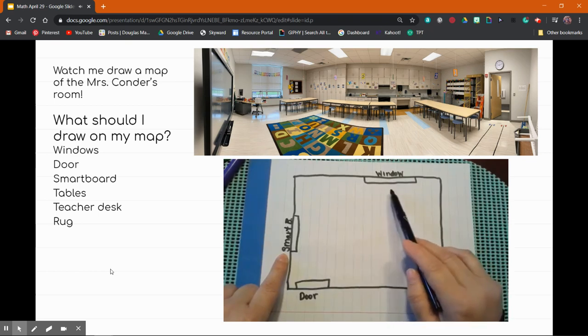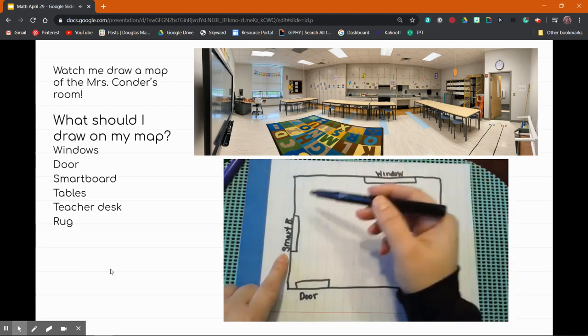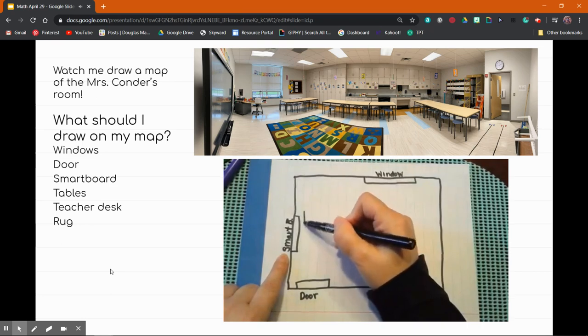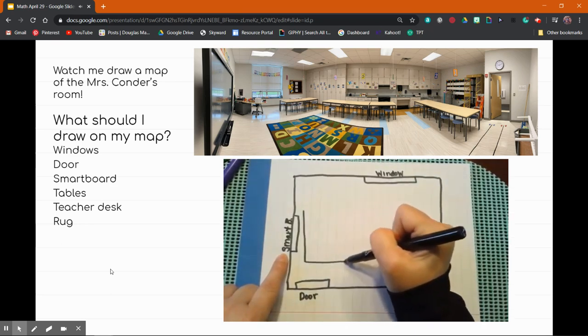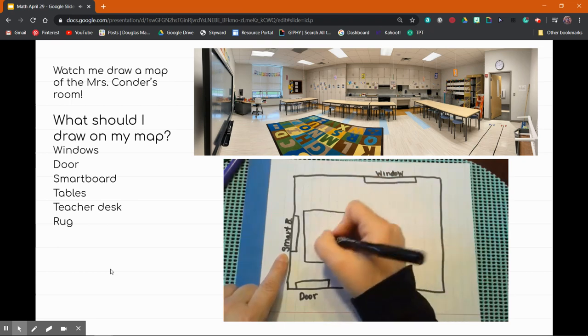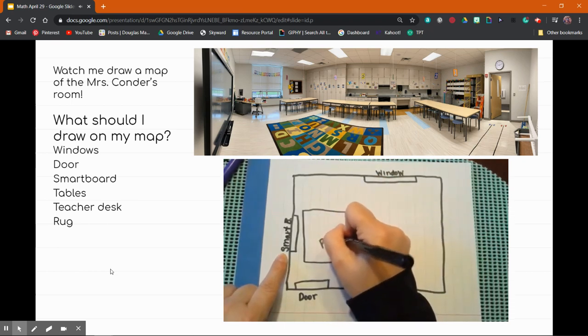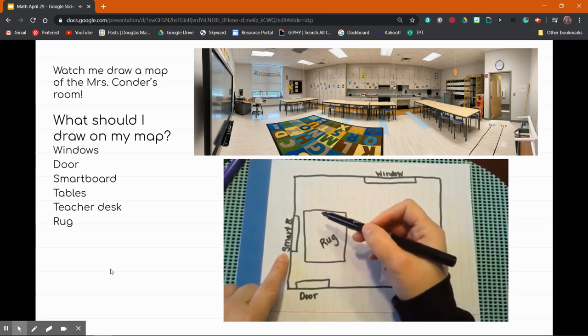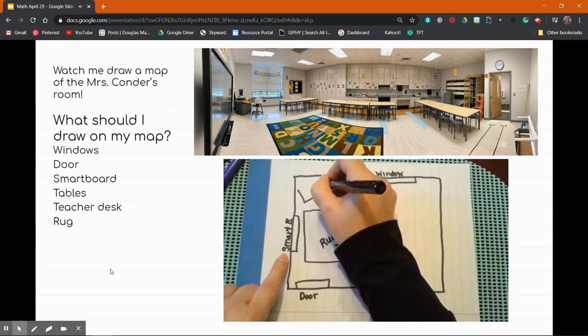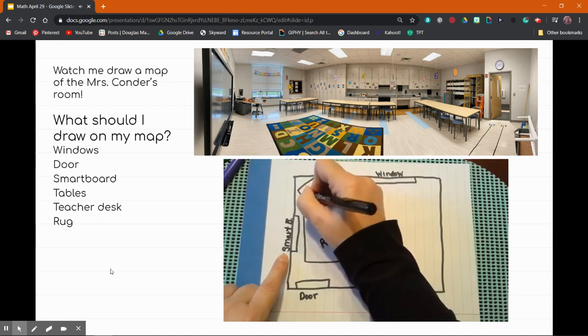Would I draw it over here in front of the window? I would not, because if I look at the picture, the rug is not anywhere close to the window. So if I look at the picture, I see the rug is right in front of the smartboard. Not a very straight rectangle, but this is my rug. And then just beyond the rug, if I look at the picture, I see the teacher's desk. So I'm going to use a rectangle to represent the desk.